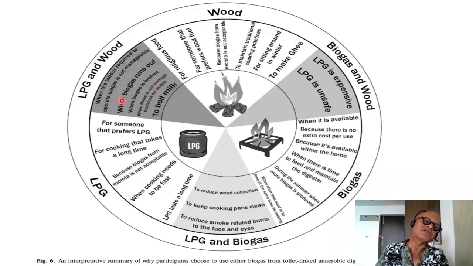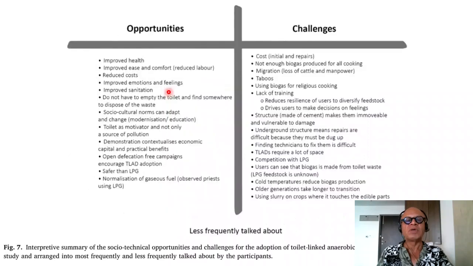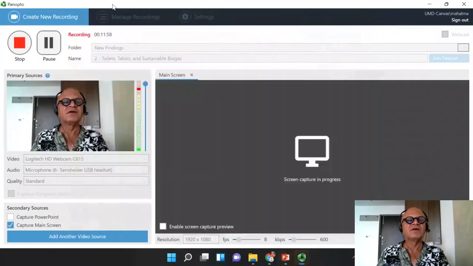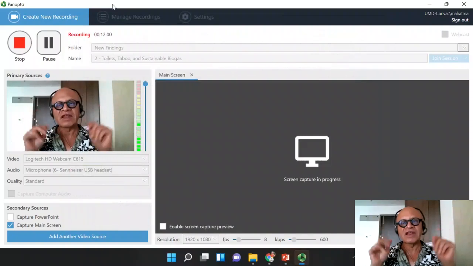But if you look at other examples like LPG and wood for boiling milk, when the labor required to operate biogas is not manageable, then they prefer LPG and wood. When biogas runs out, they would use this. When biogas is broken, when there is not enough feedstock for biogas, and so on. So these are just examples of how people's perceptions can affect what are climate friendly solutions.